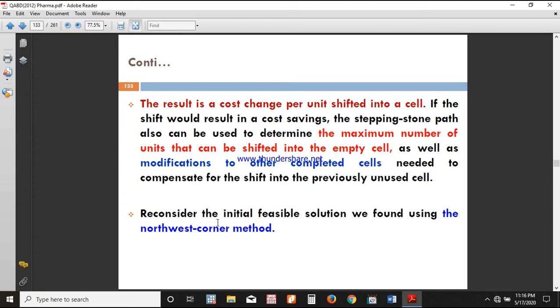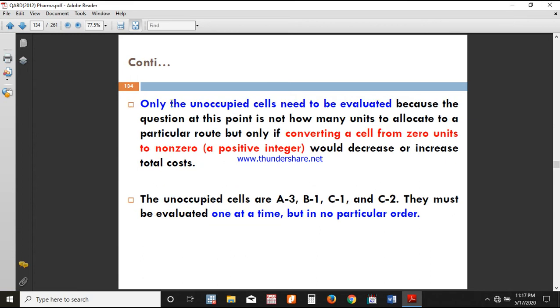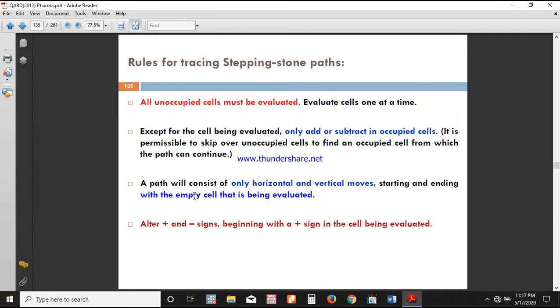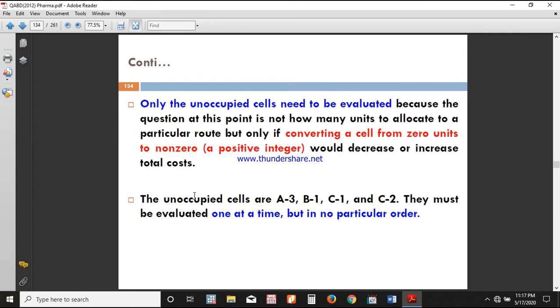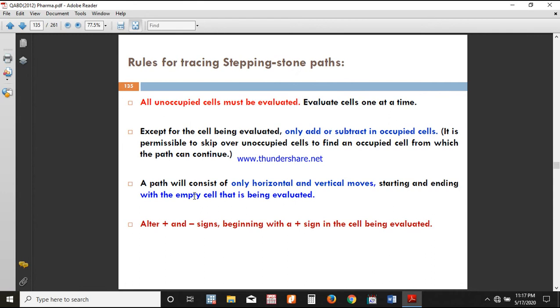And also, you should reconsider the initial feasible solution to find the best cost compared with the other 2 methods. Therefore, you can consider the northwest corner method. Only the unoccupied cells need to be evaluated. Therefore, from the northwest corner values you can bring them here, and also all unoccupied cells.